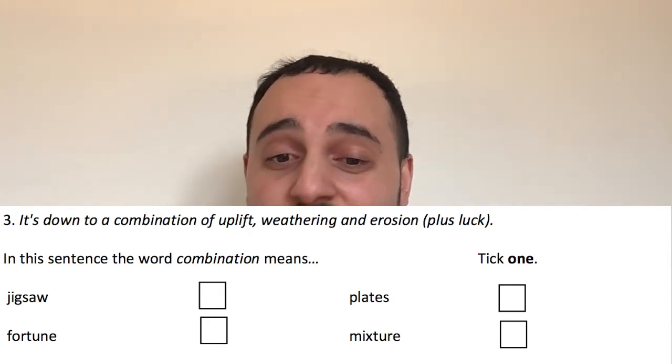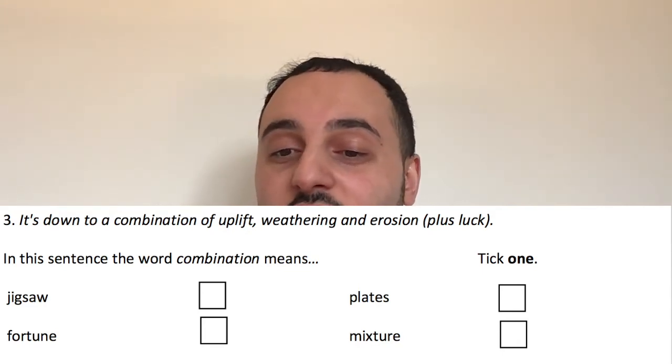See the last one, mixture. It's down to a mixture of uplift, weathering and erosion plus luck. That's the only one that actually makes grammatical sense, isn't it? The other 3 don't even work in that sentence. So the only one it can be is mixture. But actually that is what combination means, isn't it? It's a mixture of those things. Okay, so there you go.